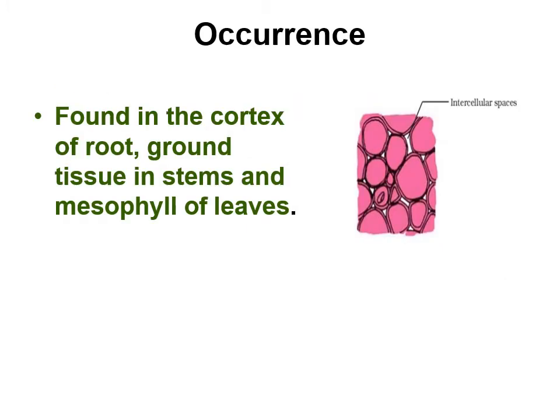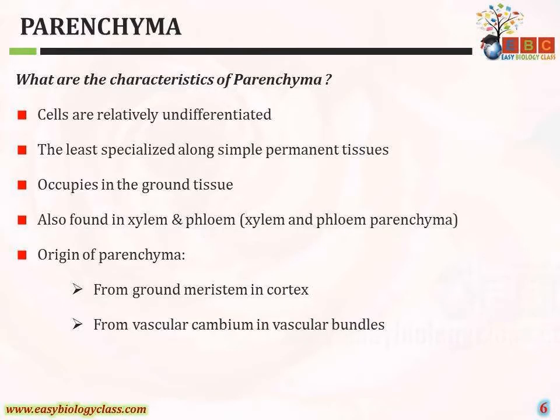Where do they occur? They are found in the cortex of roots, ground tissues in stems, and mesophyll of leaves. Now the characteristics of parenchymatous tissues. If I give them in very small points so that you can easily memorize them, we will say that parenchymatous tissues are relatively undifferentiated. They are least specialized among simple permanent tissues, and they are not as specialized as the xylem and the phloem cells are, but they are definitely a bit specialized. They usually occupy the ground tissues.